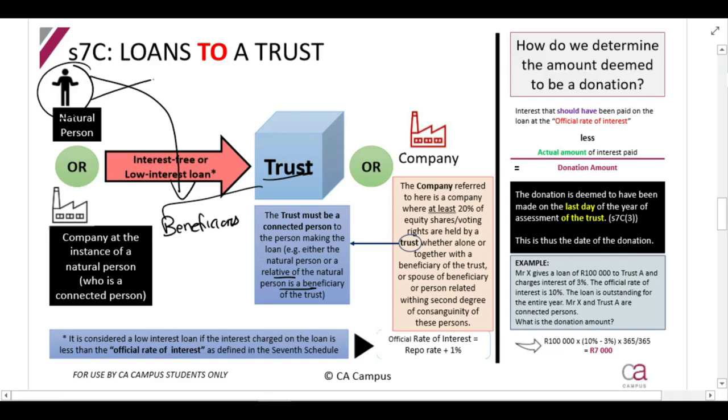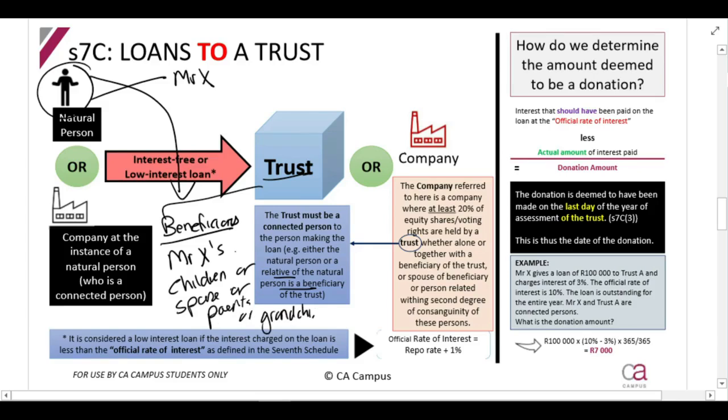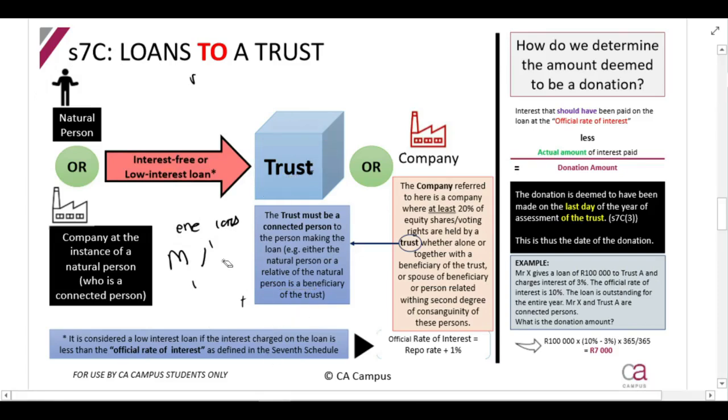So let's call this Mr. X for now. If the beneficiaries of the trust are Mr. X's children, or spouse, or parents, or grandchildren, so family members, relatives, or Mr. X himself, then the trust is a connected person to Mr. X. That must be the case. If the trust is not a connected person to this natural person, then this section does not apply.